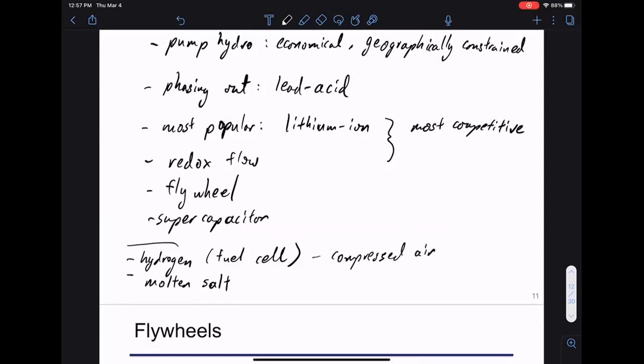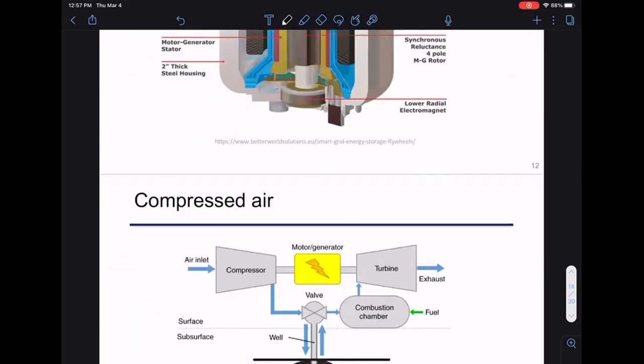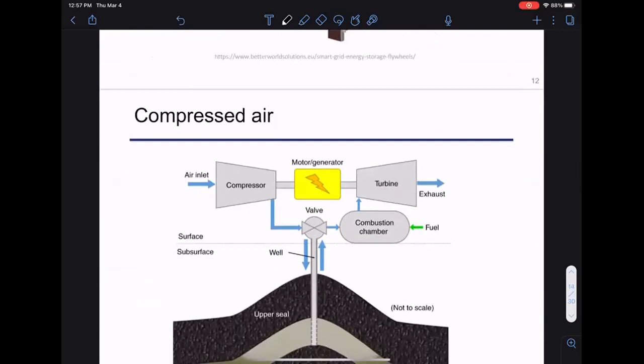Right, so it's not terribly fast. You can't get power terribly fast, but compressed air is a good storage technology, for example, over several hours or over a day. That's a possible technology. So let's go to the one we're most familiar with, which is lithium ion.